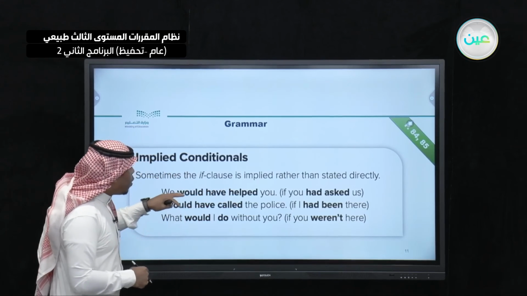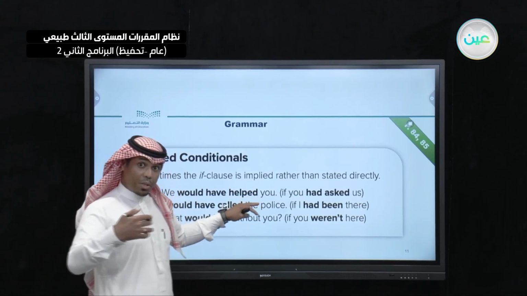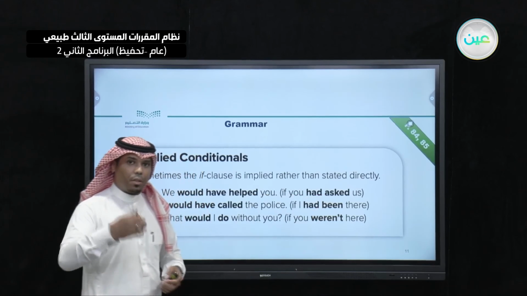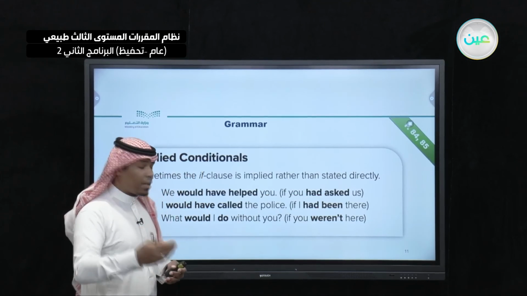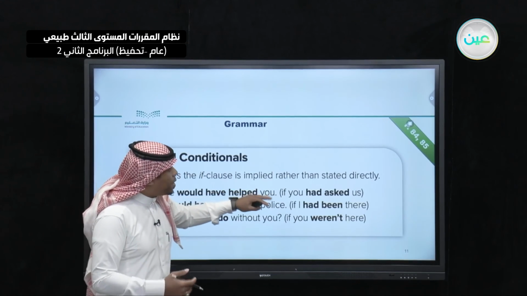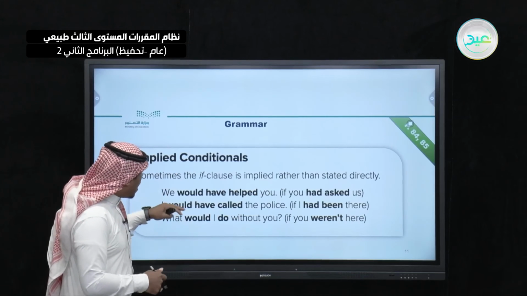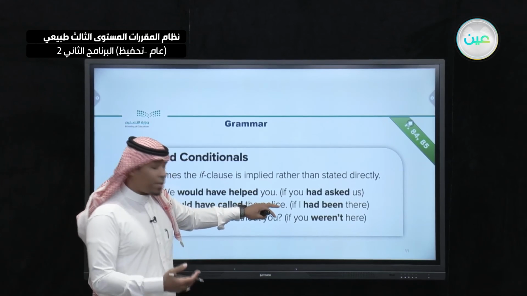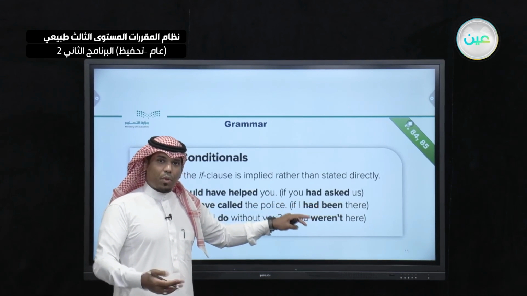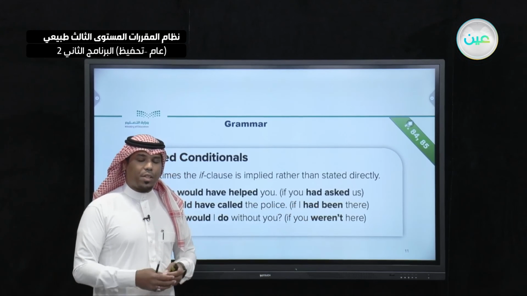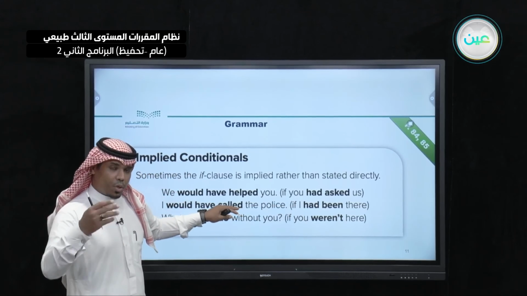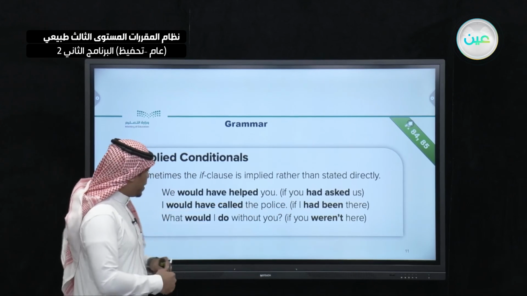So here, look, we would have helped you if you had asked us. But actually, you didn't ask for help. So here, we would have helped you. Then, I would have called the police if I had been there. For example, you witness an accident or something like that. But if you were there, of course, you would have called the police.